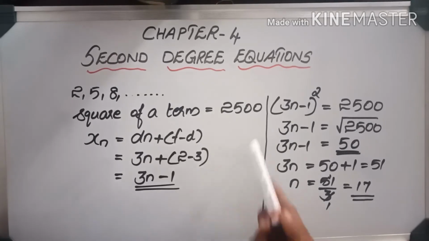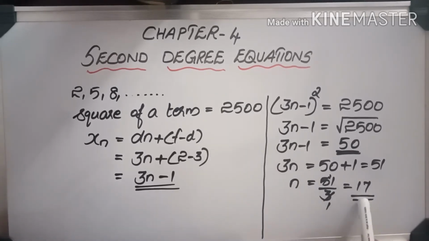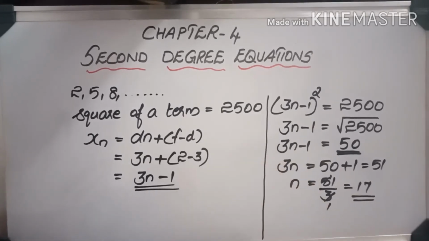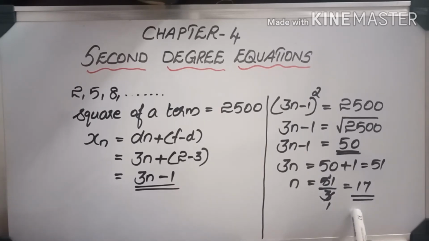Okay. This 2500 is the 17th term's square. We don't want to find the term here. Just the position is enough. So the 17th term's square is 2500.